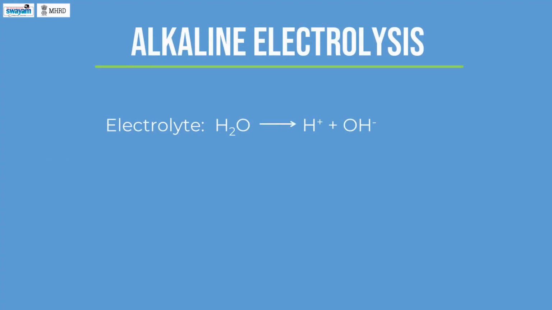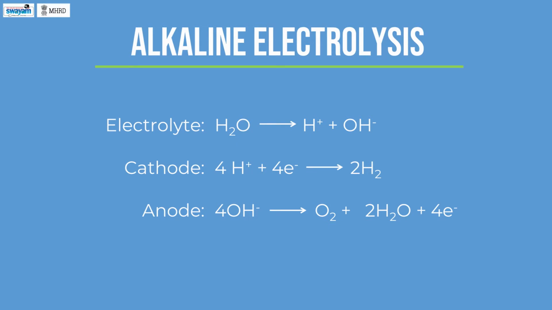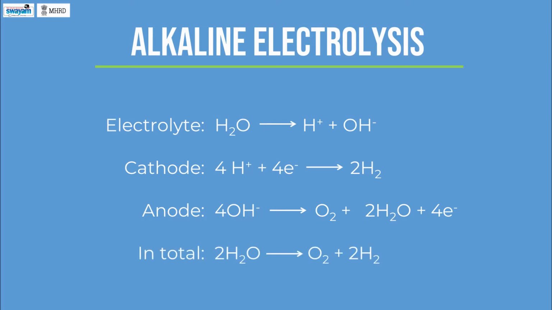Electrolyte: water is converted into proton and hydroxyl ions. Cathode: 4 protons and 4 electrons convert to 2 hydrogen molecules. Anode: 4 hydroxyl ions are converted into oxygen and water molecules plus 4 electrons. In total, 2 water molecules are converted into oxygen and 2 hydrogen molecules.